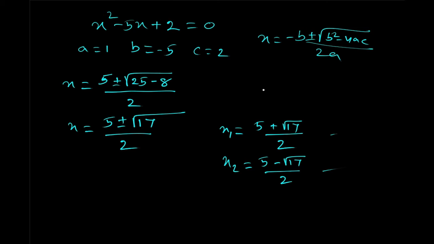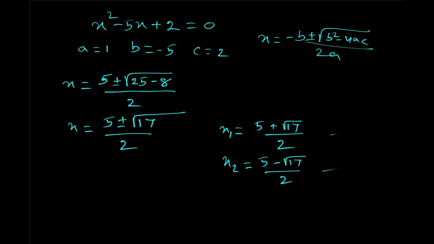Now let us think about this equation. When we get the solution, what will happen if b square minus 4ac is negative? Can you find the root of b square minus 4ac if it is negative? No. Let us consider one more case.